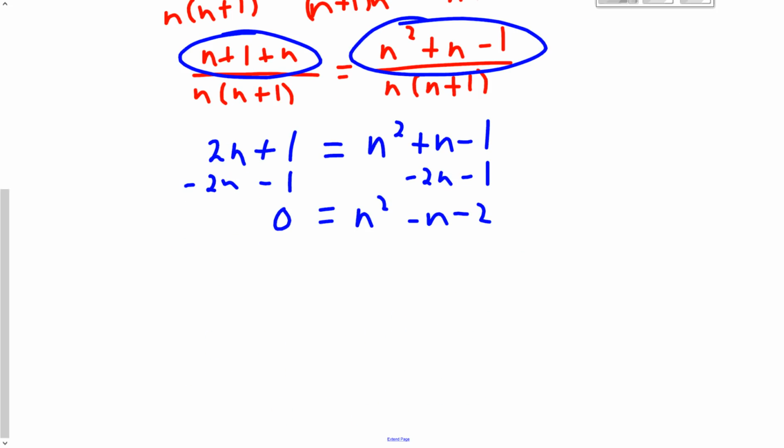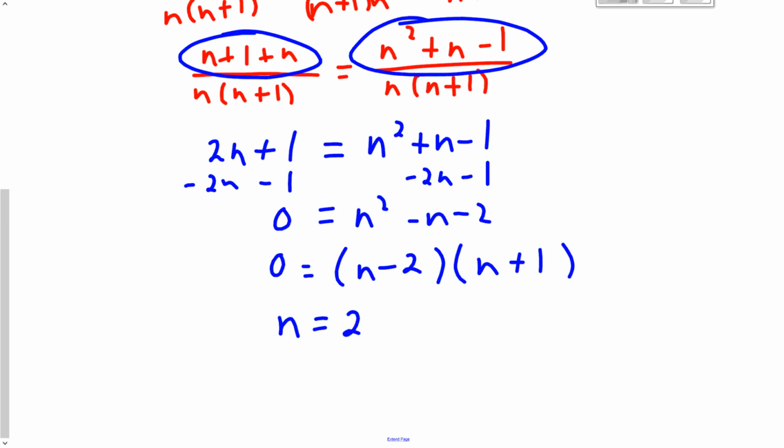And then I could do a couple things to solve this. I could either use the quadratic formula, or I could factor. I could graph and find where it crosses the x-axis. So I'm going to factor it because this one is factorable. And it is n and n. It's going to be minus 2 plus 1. So my zeros of this are n equals 2 and n equals negative 1.